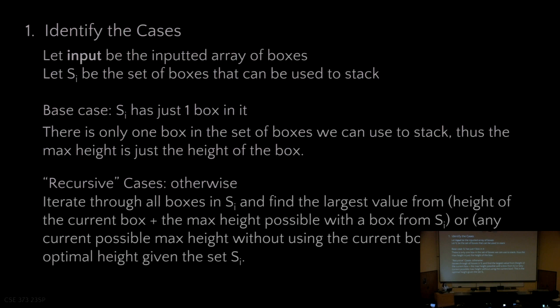So essentially, in the recursive case, we are finding the largest value between the height of the current box plus the max height possible with any box from the set, or the current possible max height without using the current box. Does that make sense? Any questions so far?